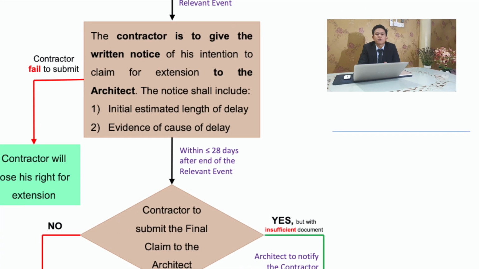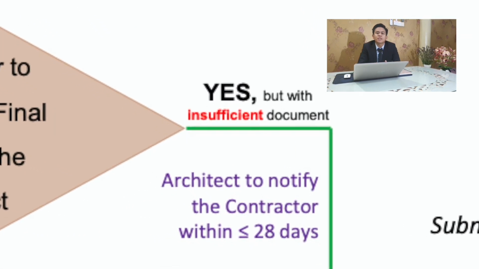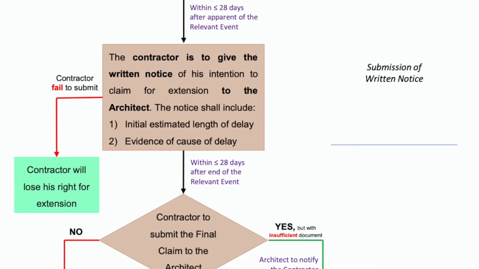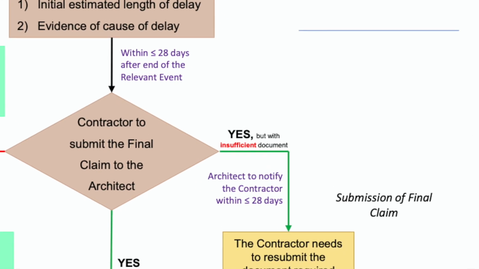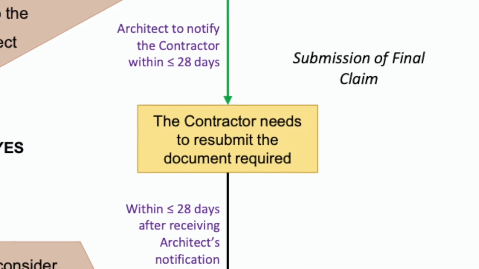On the other hand, the architect may request to the contractor to add further particular due to insufficient information received based on the clause 23.3. The architect will notice the contractor within 28 days after the second notice. Then the contractor must give all the document within 28 days after receive the architect notification.